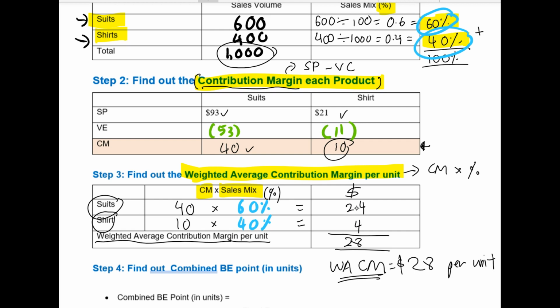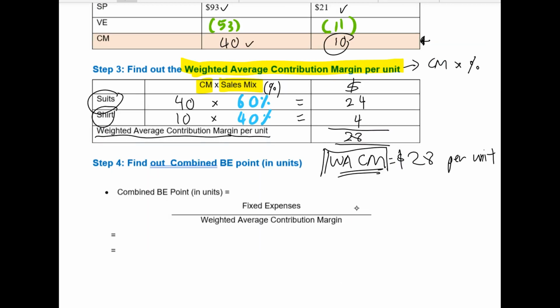Once you find your WACM, you can find your combined break-even point in units. So how do you find your combined break-even point in units? It's the same. You take fixed cost and divide by your WACM. Instead of dividing by your contribution margin, you divide by your weighted average contribution margin.